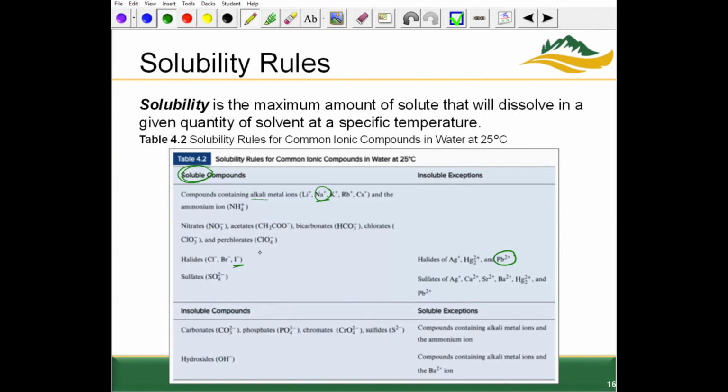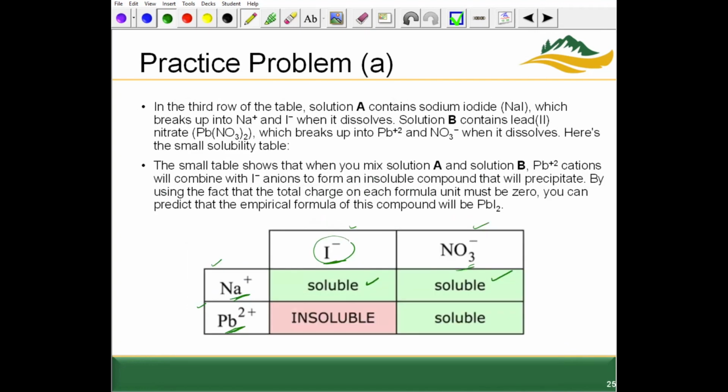So I minus is soluble except when it's with lead. So iodine and lead together is going to be an insoluble precipitate. What about nitrates? Well, these are always soluble. So even lead with nitrate is still going to be soluble. So here we get lead with nitrate, still soluble, but lead with iodine, insoluble.